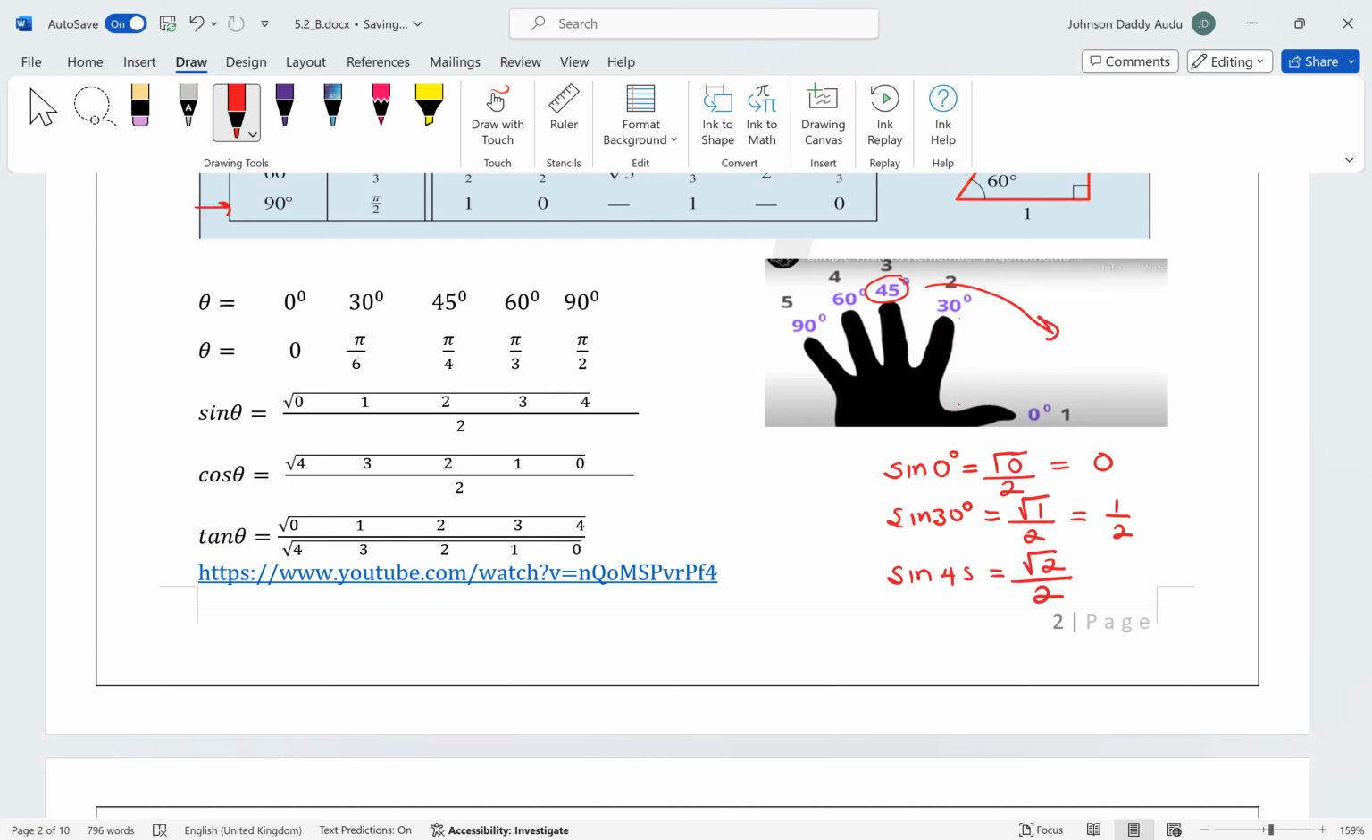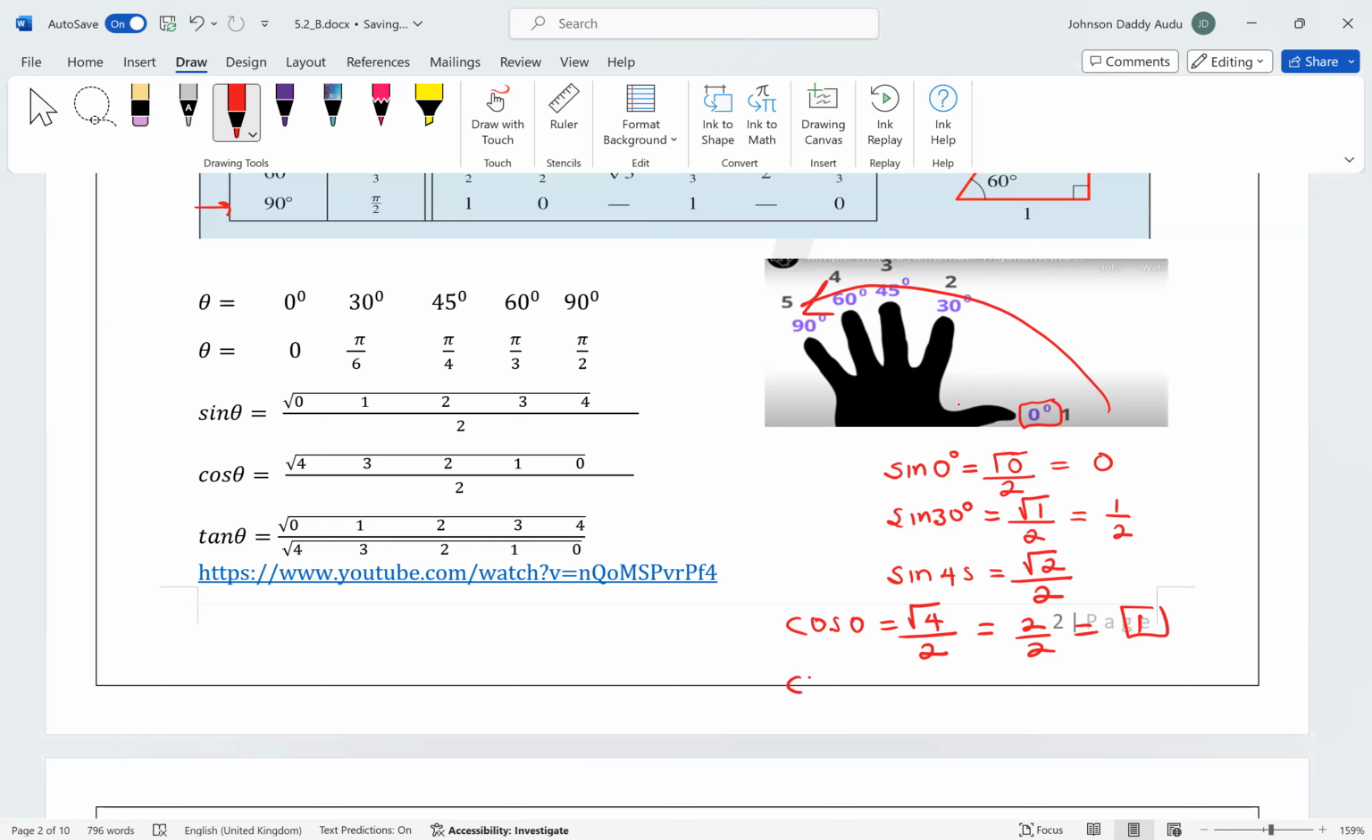Then let's just take that of cosine, for example. Now if we're looking for cosine 0, remember, where is 0? This is 0, right? So in that case, you have to go this way. So how many fingers do we have to the left now? We have 1, 2, 3, 4. So you take the square root of 4, you divide by 2. This is nothing but square root of 4, which is what? Is 2. 2 divided by 2. This is 1, right?